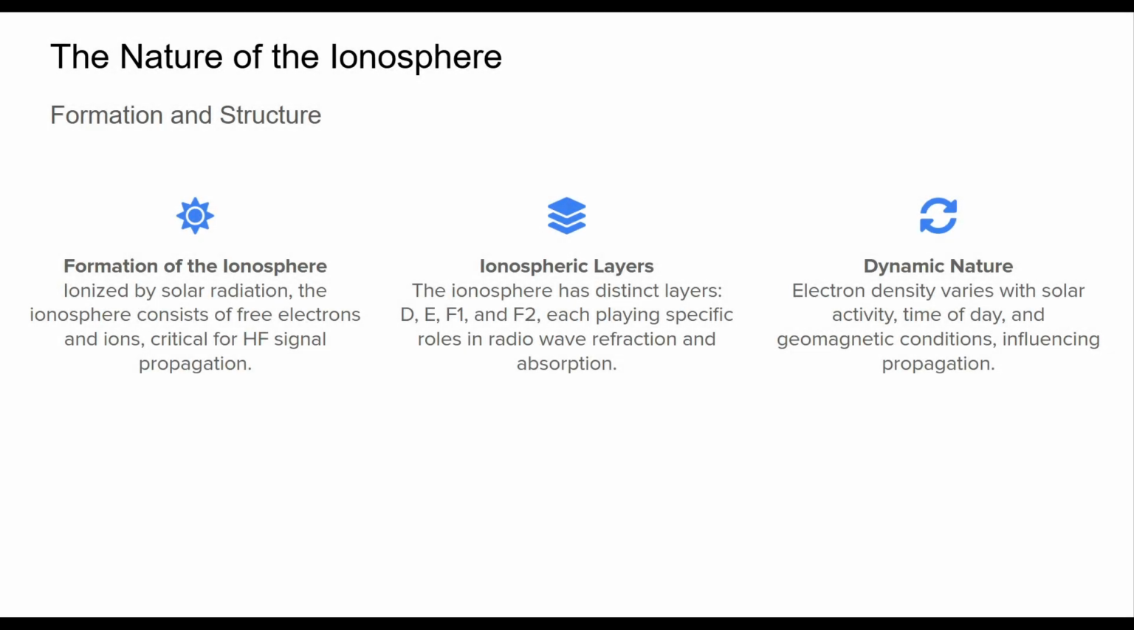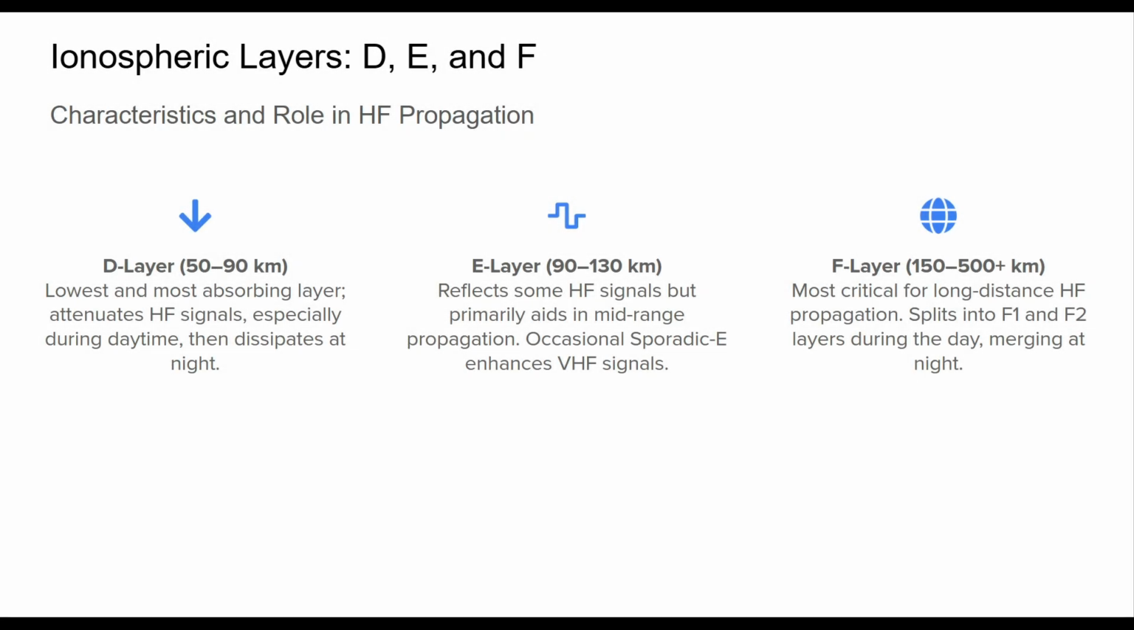The ionosphere is a key component of HF communication, created by the ionizing effects of solar radiation on the Earth's upper atmosphere. This region allows for the bending or refraction of radio waves, enabling long-distance communication. The ionosphere is comprised of layers D, E, F1, and F2. These vary in density and function. These layers are dynamic, influenced by solar activity, time of day, and other factors, which means their behavior directly impacts radio signal propagation. The D layer is the lowest region.